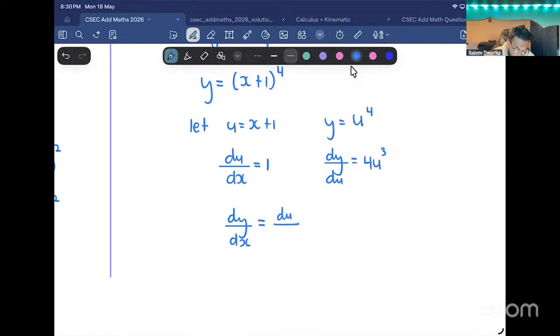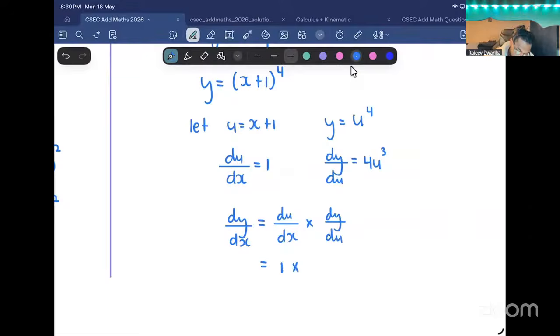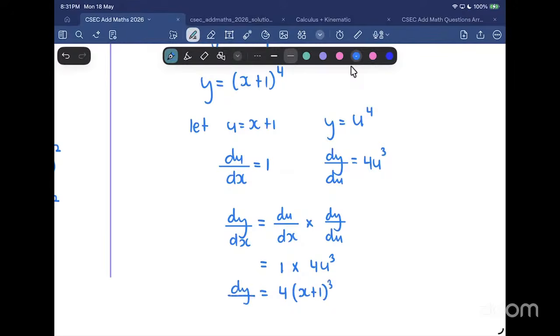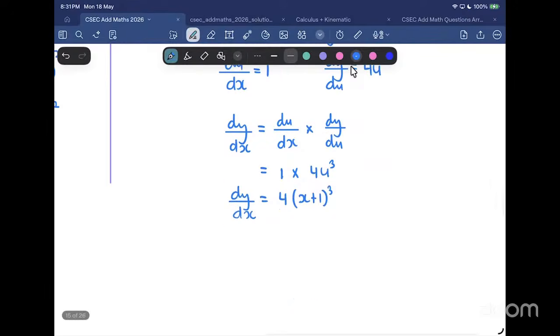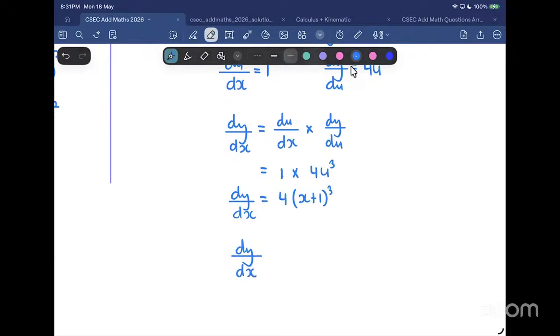Yeah, you see why I would not recommend all of this? Because you gotta do this another time. Then du dx is 1. So 1 by 4u cubed is 4u cubed. And we're gonna recall that u was x plus 1, so that's 4 times (x plus 1) to the power 3. I would not recommend doing all this. It's way too much. So this is dy dx.